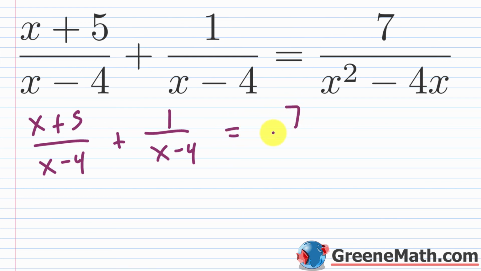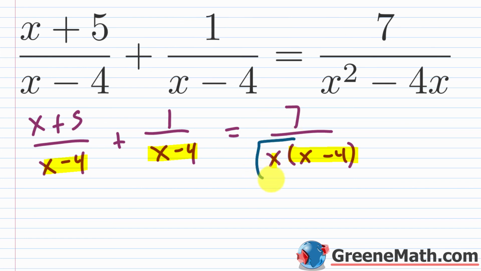This equals 7 over, I'm just going to factor this and say this is x times the quantity x minus 4. And then essentially thinking about what we have here, the LCD is just going to be this x times the quantity x minus 4, right? You have x minus 4 here and here and here, but it only occurs once in each case. And then you have this x here. So my LCD would be this guy right here.